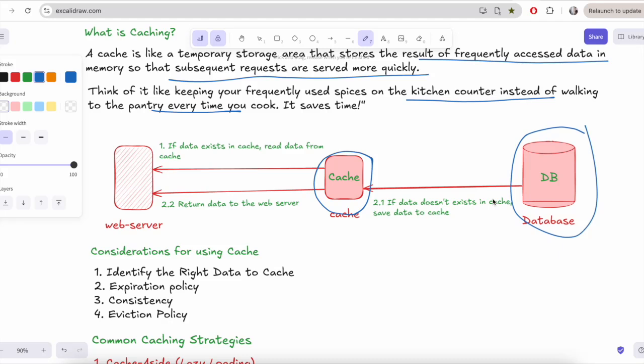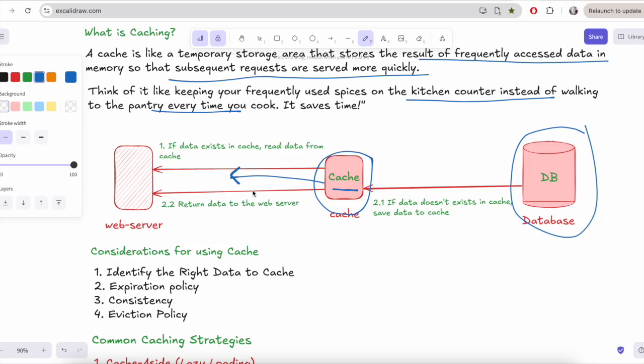And at the same time, whatever data it has queried from the DB, it will save the response or save that result to the cache also, so that next time if any request comes, instead of querying the database again, it will simply give the response back to the client from the cache itself, right? So this is how a normal, simple cache works here.